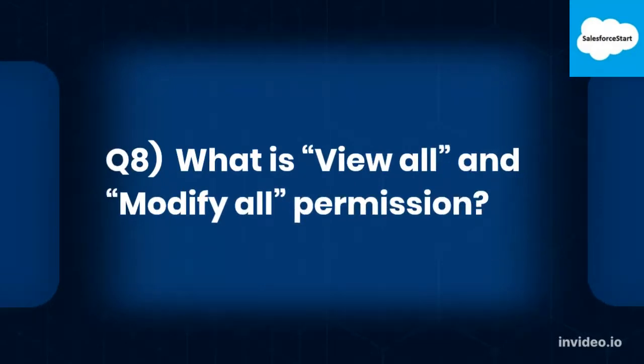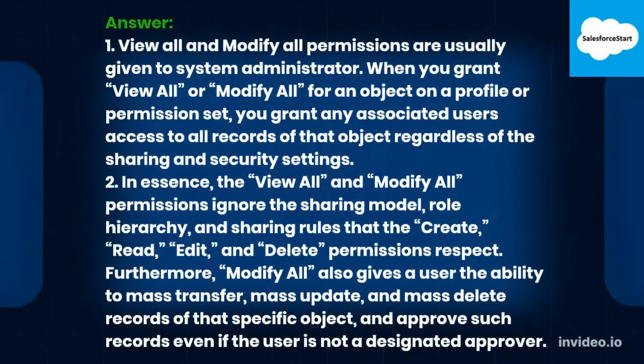Q8. What is view all and modify all permission? Answer. 1. View all and modify all permissions are usually given to the system administrator. When you grant view all or modify all for an object on a profile or permission set, you grant any associated users access to all records of that object regardless of the sharing and security settings. 2. In essence, the view all and modify all permissions ignore the sharing model, role hierarchy, and sharing rules that the create, read, edit, and delete permissions respect. Furthermore, modify all also gives a user the ability to mass transfer, mass update, and mass delete records of that specific object, and approve such records even if the user is not a designated approver.